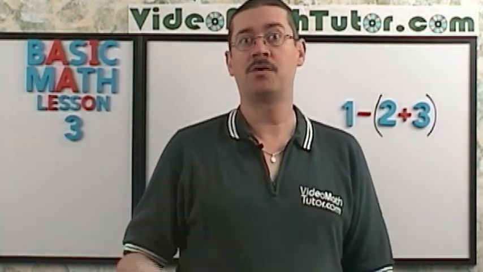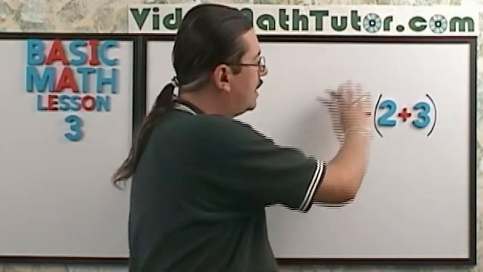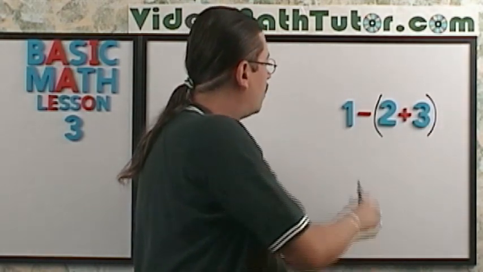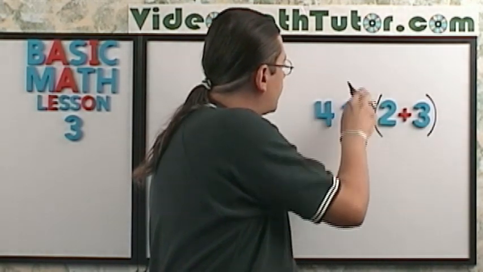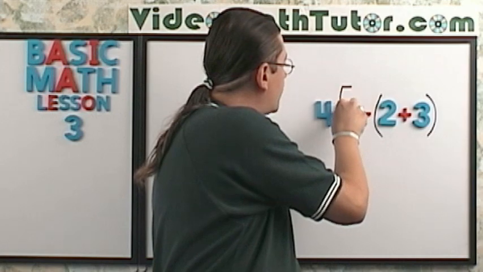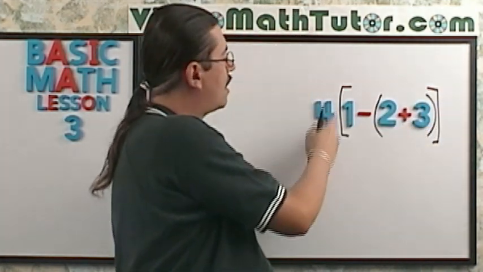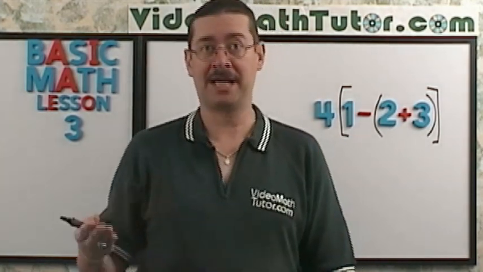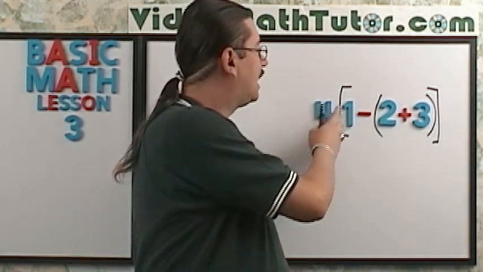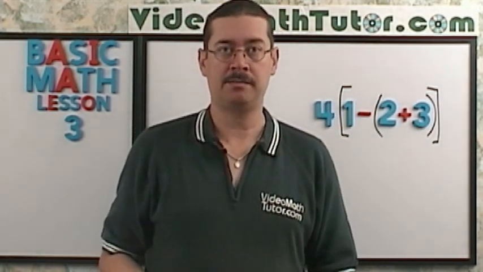So now I want to incorporate some more stuff into this problem. I want to multiply this whole thing by 4, so I'll put a 4 right here. And I'm going to throw in a new grouping symbol, which is the square bracket, or just the bracket. Now notice I didn't put a multiplication symbol. This is implied multiplication when there's nothing between the 4 and the symbol.